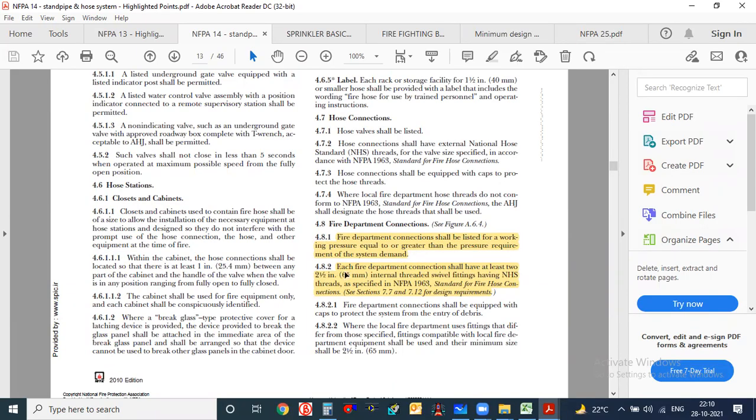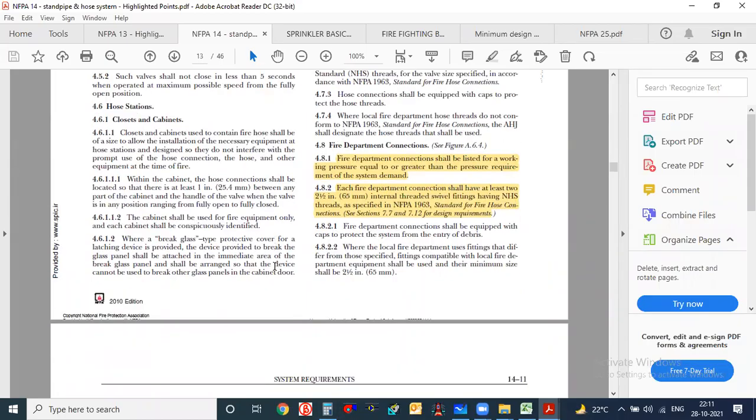What we are seeing is that each fire department connection shall have at least two and a half inch fittings. Okay. Now this is the two-way bridge. They have given the size also clearly, that we have to follow 65 mm. But sometimes we can go with 40 mm also because it is available in the market. So here they have clearly given this point.